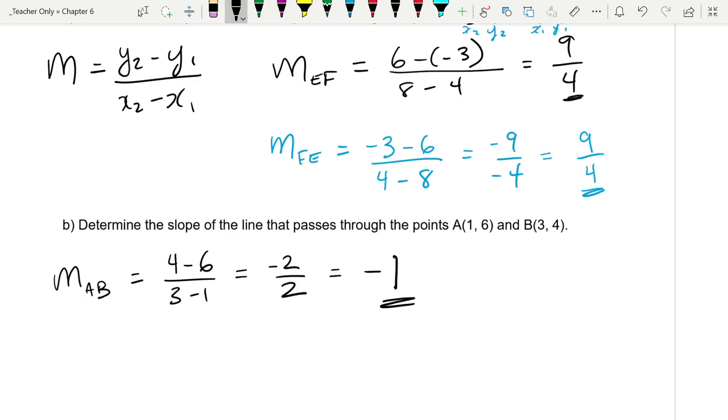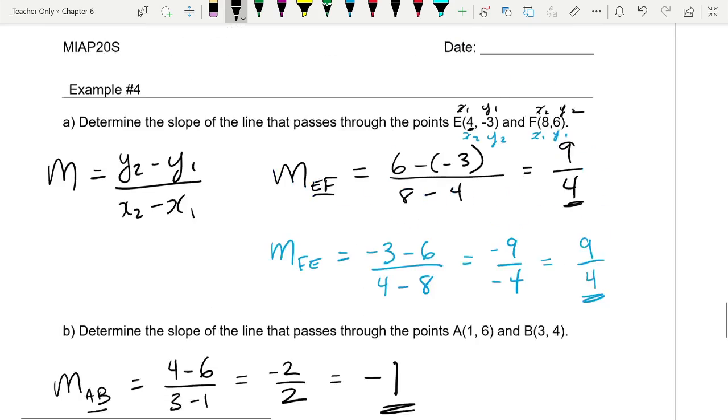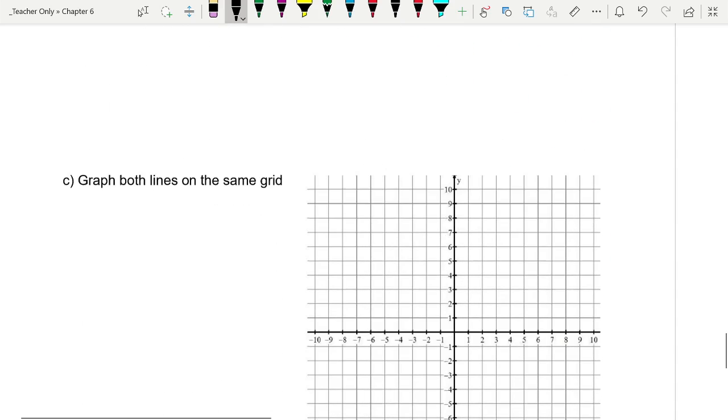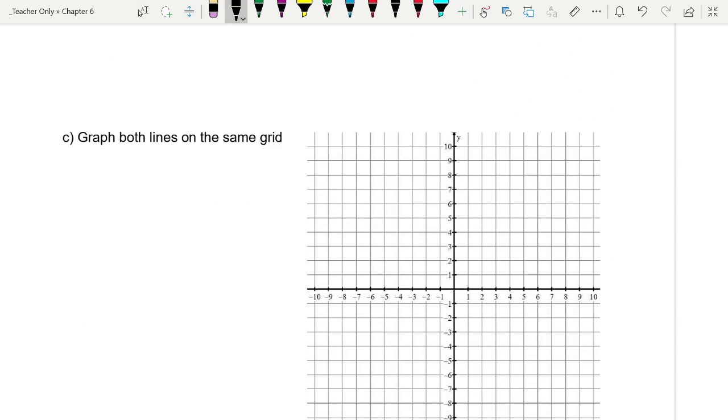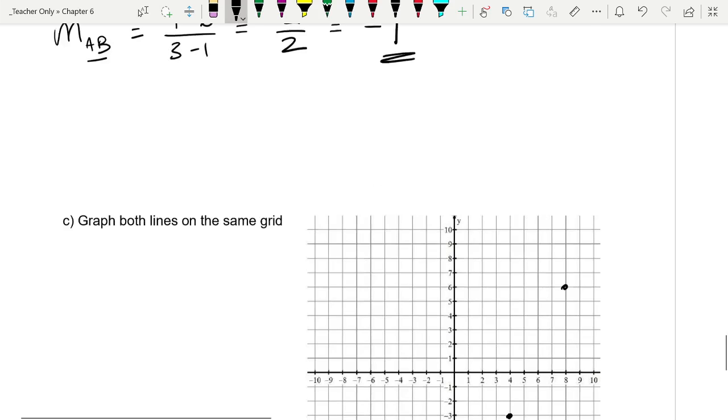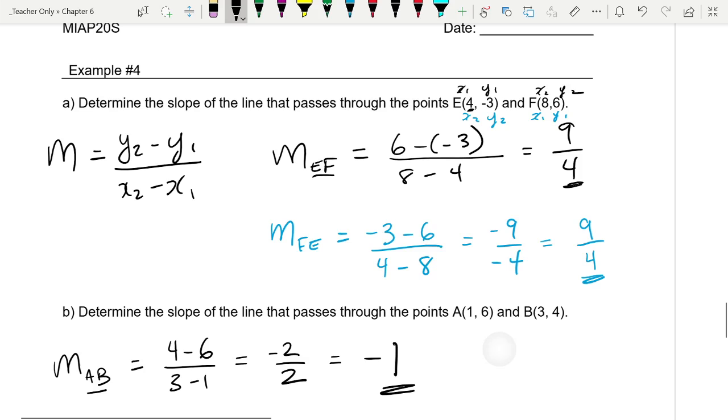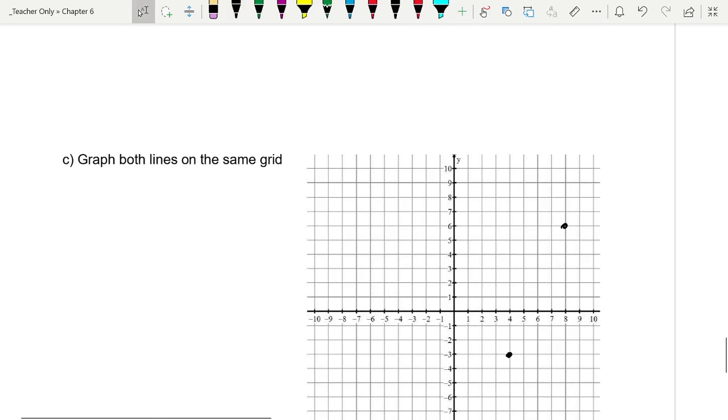All right, and then the C part of the question is, can you sketch both of the lines? So E to F and A to B. So let's sketch those lines. The first one is 4, negative 3, and 8, 6. So 4, negative 3, and 8, 1, 2, 3, 4, 5, 6. So which one was which again? E, then F from left to right. So this one was E, and this one was F.